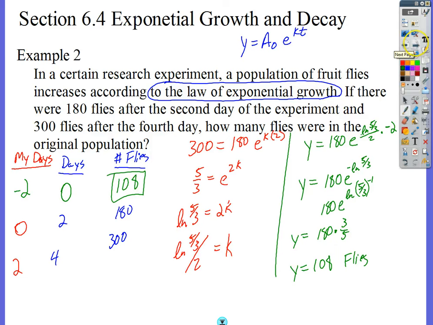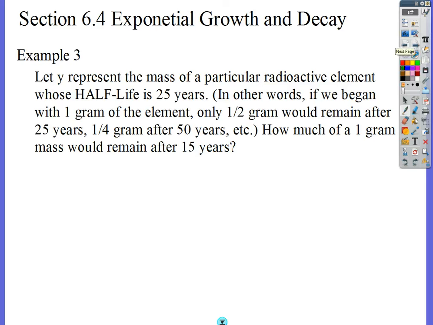All right, so here we go. Last problem. Last example. It says here, let y represent the mass of a particular radioactive element whose half-life is 25 years. How much of a 1 gram mass would remain after 15 years? Again, half-life, just so you know, is that if you begin with a gram of an element, only half a gram would remain after 25 years.